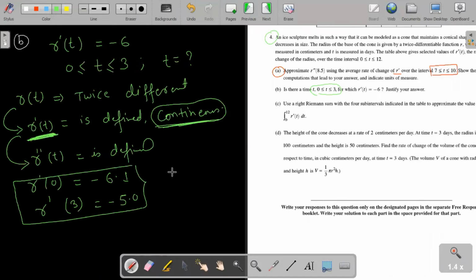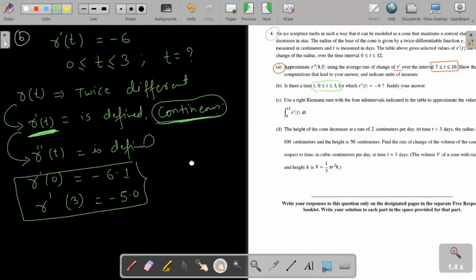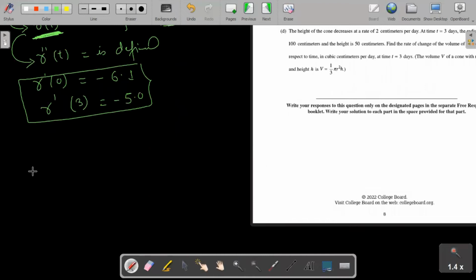So let us visualize this, for better understanding. This is 0 and this is 3. We are going to plot the graph of R dash T, a rough approximation only for your understanding. R dash 0 is minus 6.1, let us suppose here, right? And R dash 3 is minus 5.0, so R dash 3 will be, let us suppose, like this.